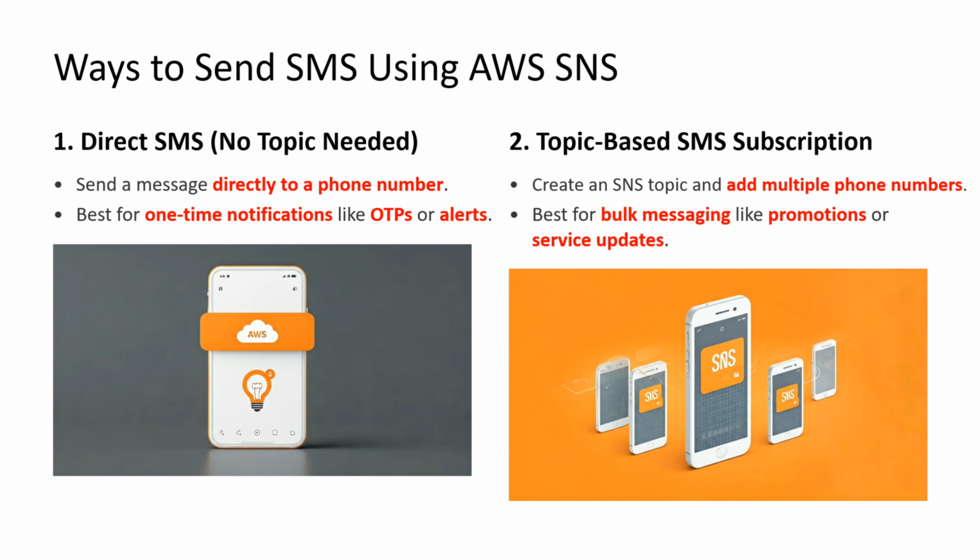What are the different ways to send SMS using AWS SNS? First way is direct SMS. In this case, no topic is needed. Send message directly to your phone number, best for one-time notifications like OTPs or alerts. Second way is topic-based SMS subscription. Create an SNS topic and add multiple phone numbers, best for bulk messaging like promotions or service updates.